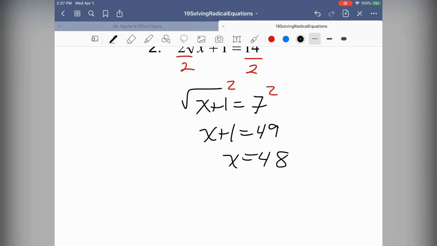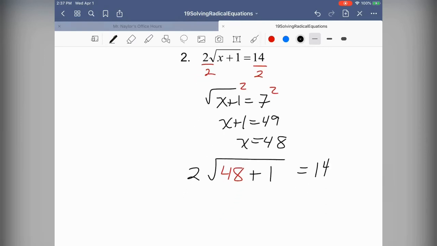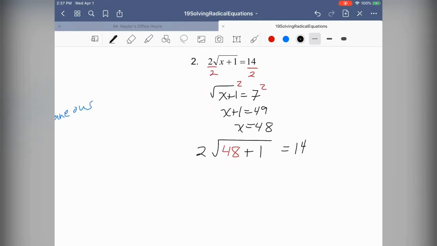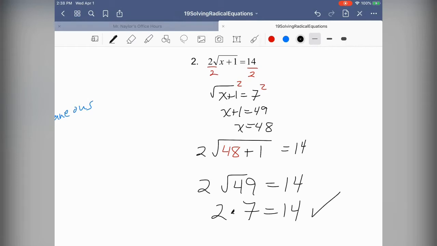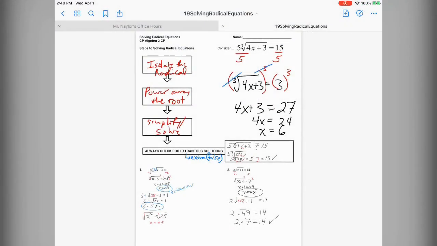Or does it? Is 48 really the solution? Well, a careful check when you plug 48 back in, you find out that you're going to be adding to 1, which gives you the square root of 49. And a little bit more simplifying says that 2 times 7 does equal 14. So 48 is the solution. It's not extraneous.